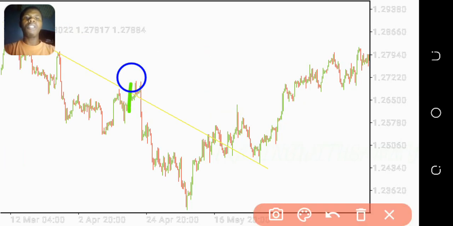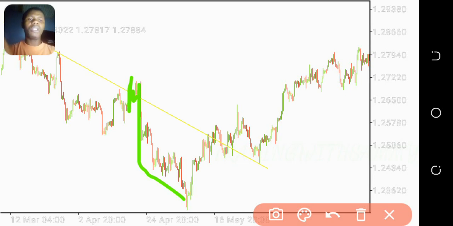Until this break. Now what does this break simply mean? Whenever price breaks out of this trend line, it simply means that there's about to be a reversal. Now how do we know that? Whenever it breaks out of this trend line, it's going to be going to the downside.